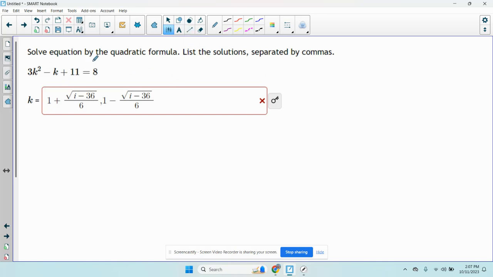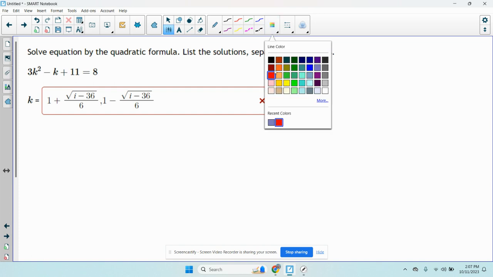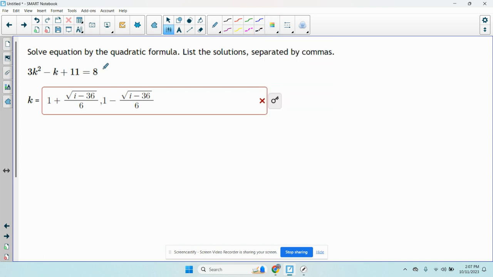Okay, this is solve the equation by the quadratic formula. List the solution separated by commas. So it's already equal. Well, it's not equal to 0 yet. So we cannot apply the quadratic formula just yet. The quadratic formula only applies when this quadratic is equal to 0. So I'll start by subtracting 8.